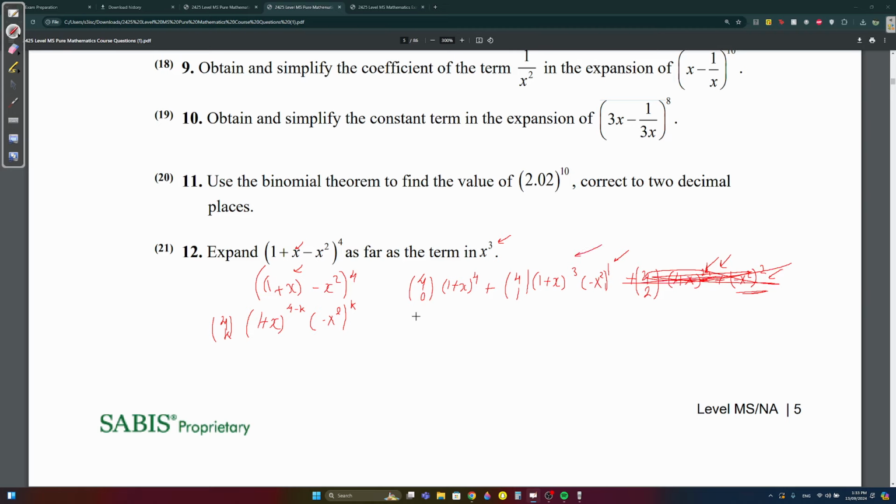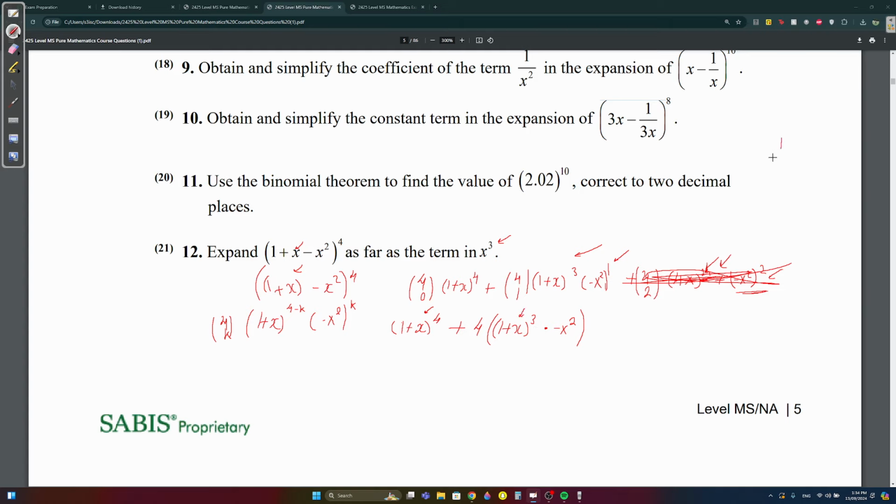Let's see. So you're going to get 4c0, which is 1, so we're not going to write the 1. 1 plus x to the power 4, plus 4c1, which is 4, times 1 plus x to the power of 3, right? Then minus x squared. So are we done here? No, we're not. We have two more expansions to do, right? We have this expansion and this expansion.